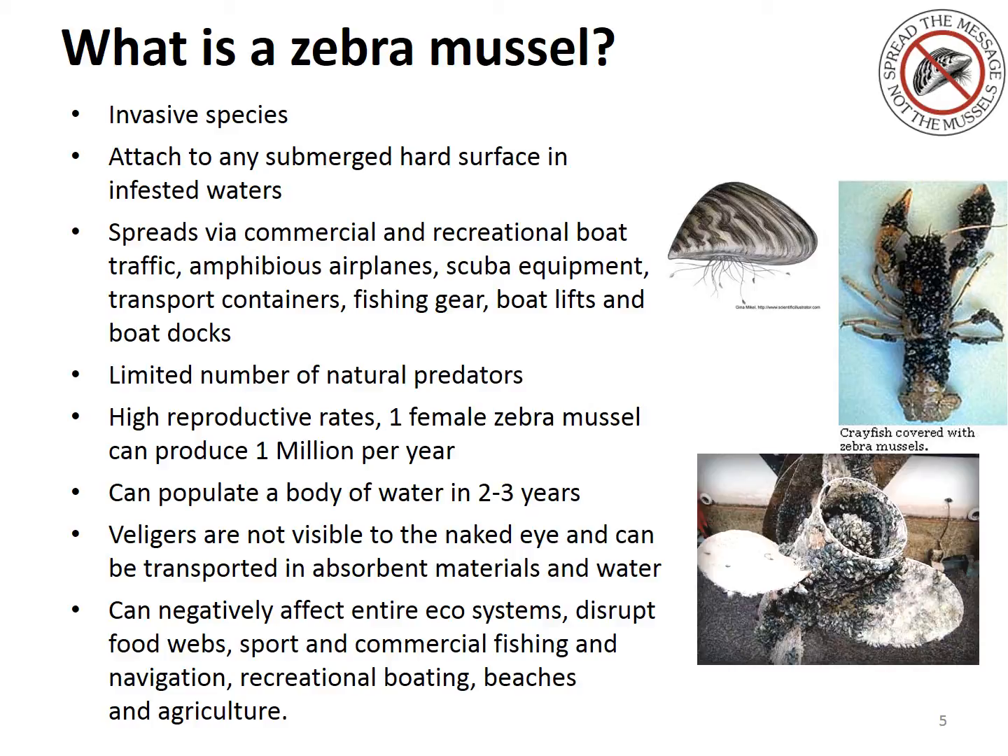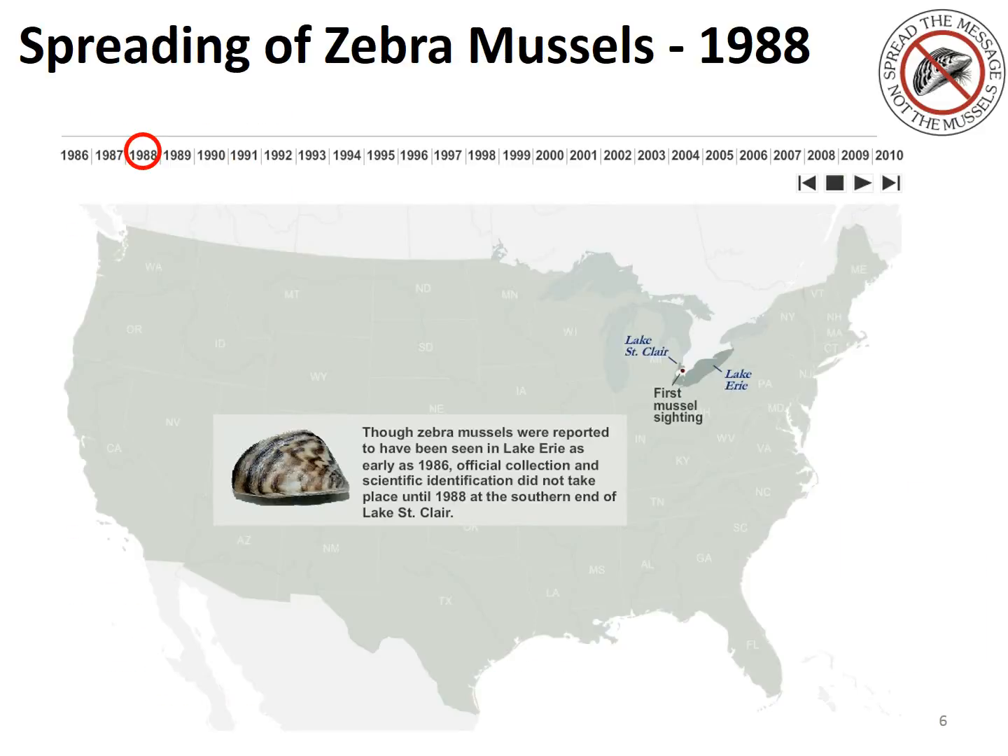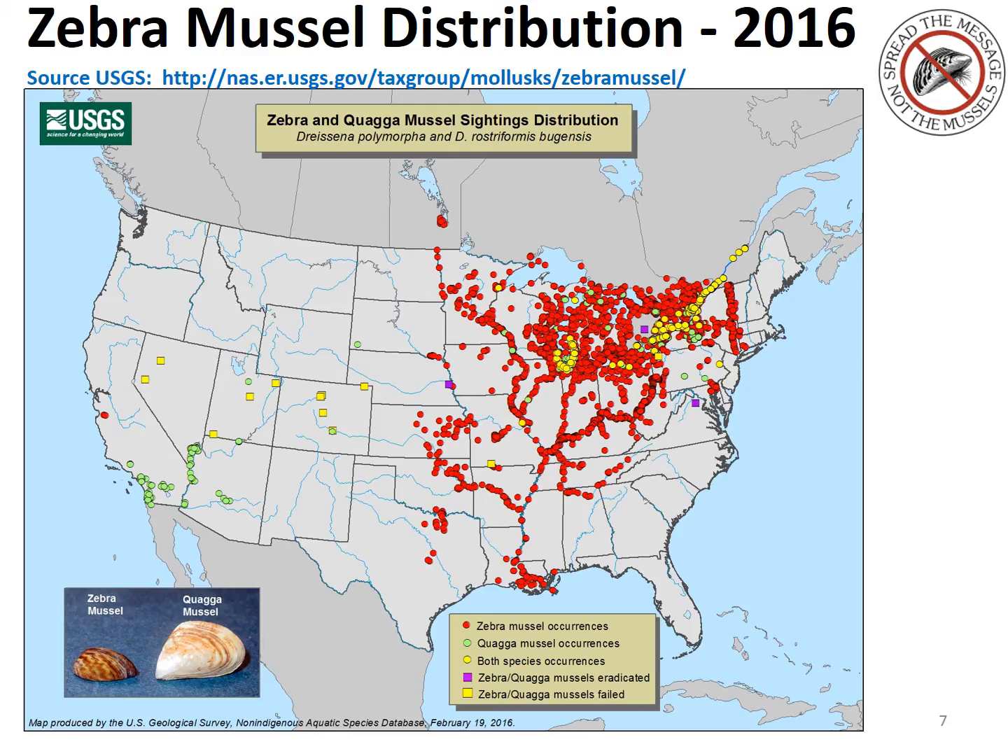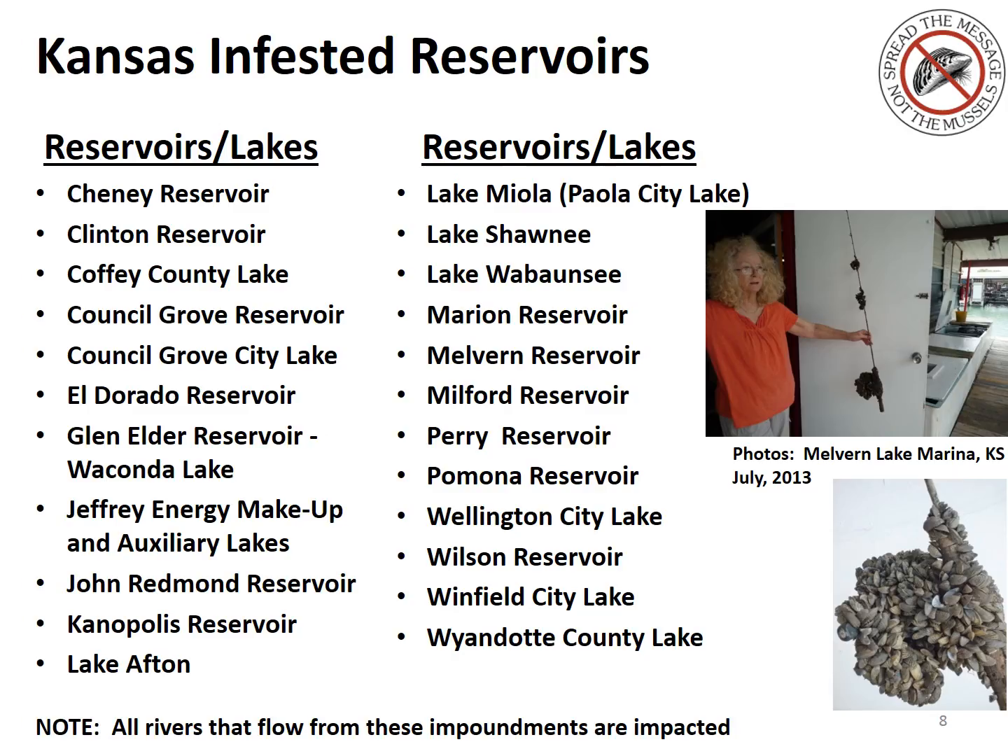When they do take over, they will negatively impact the entire ecosystem, disrupting food webs and all types of recreational activities such as commercial fishing and boating. The spread of zebra mussels was officially documented in 1988 in Lake St. Clair. However, by 2016, zebra mussels had spread dramatically throughout the United States.